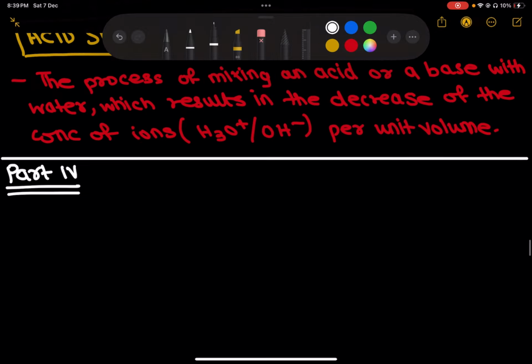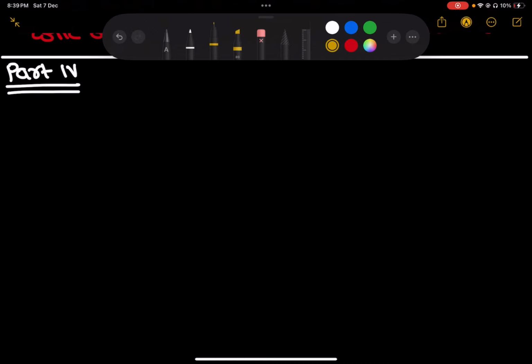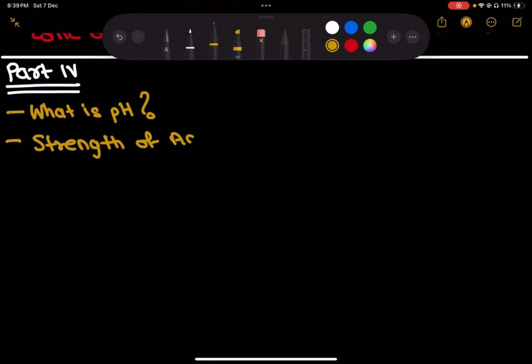Now in this part, we are going to start with pH. So we are going to see what is pH, the definition, the full form, everything. After that, we are going to see the strength of acids and bases. So I'm going to differentiate between strong acids and strong bases and weak acids and weak bases. I'm going to give you a table which will help you. And next, we are going to see the importance of pH in everyday life.